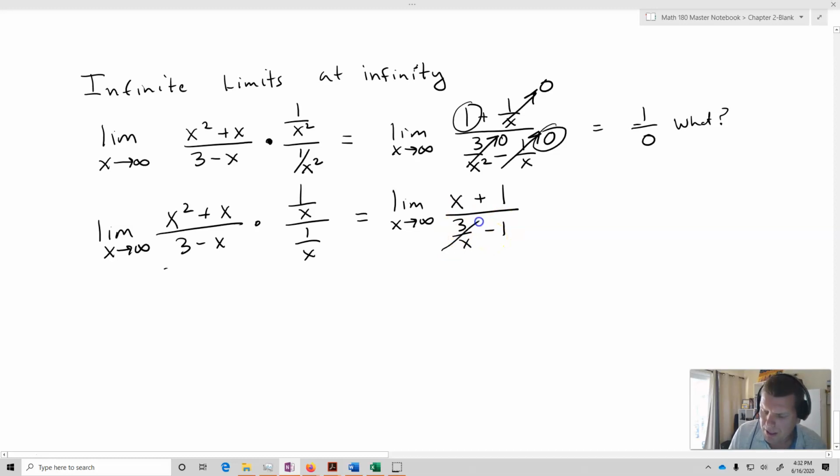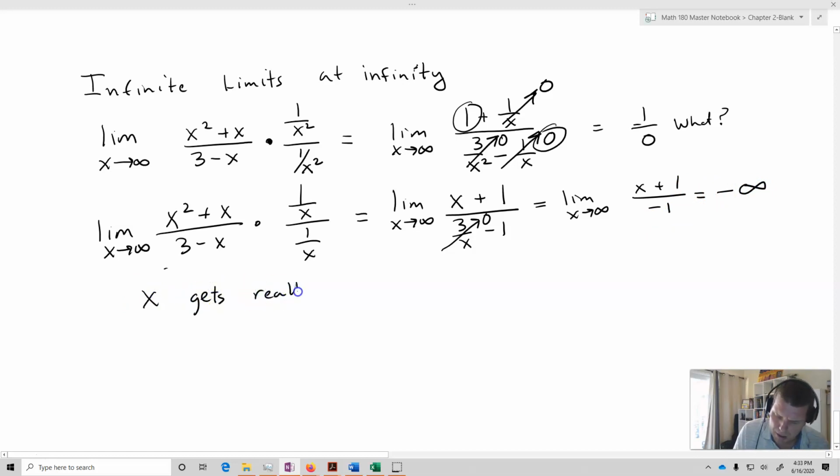So now this goes to 0, and what we get here is basically the limit as x approaches infinity of x plus 1 over negative 1, essentially. That's essentially what's going to happen. So this is going to end up being negative infinity. x gets really big, and we multiply by a negative 1.